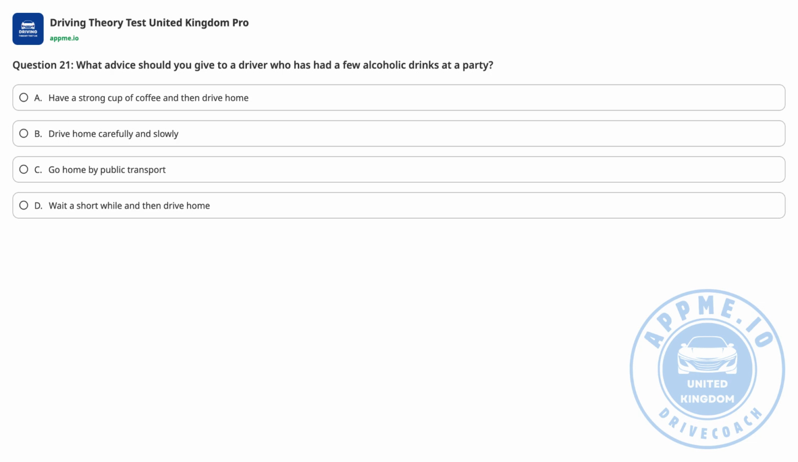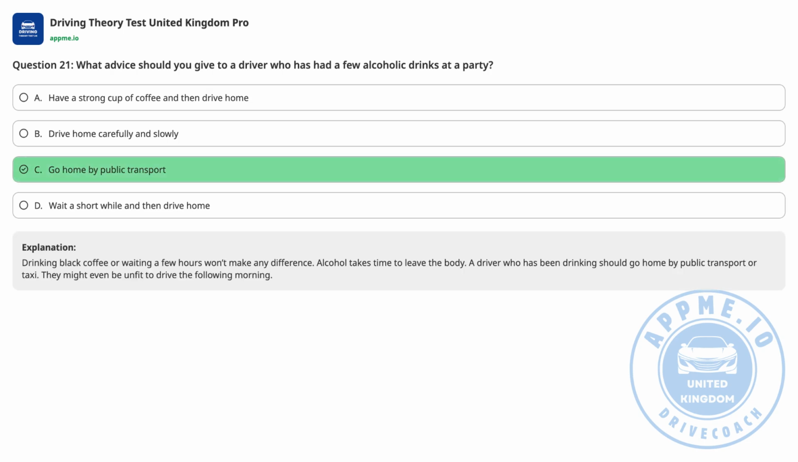A. Have a strong cup of coffee and then drive home. B. Drive home carefully and slowly. C. Go home by public transport. D. Wait a short while and then drive home. The correct answer is C.